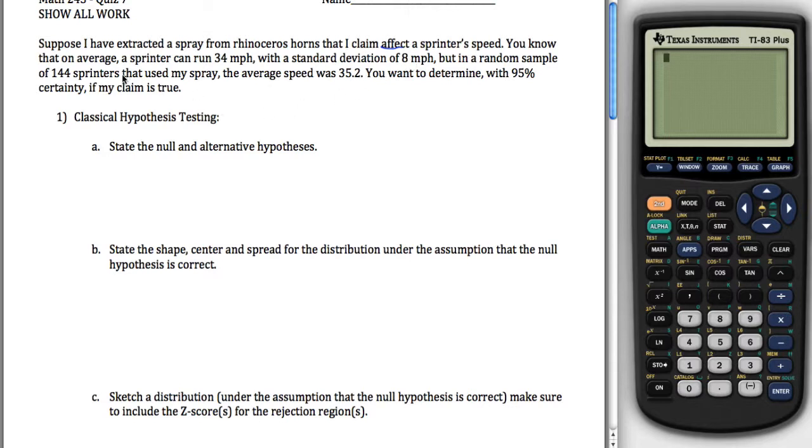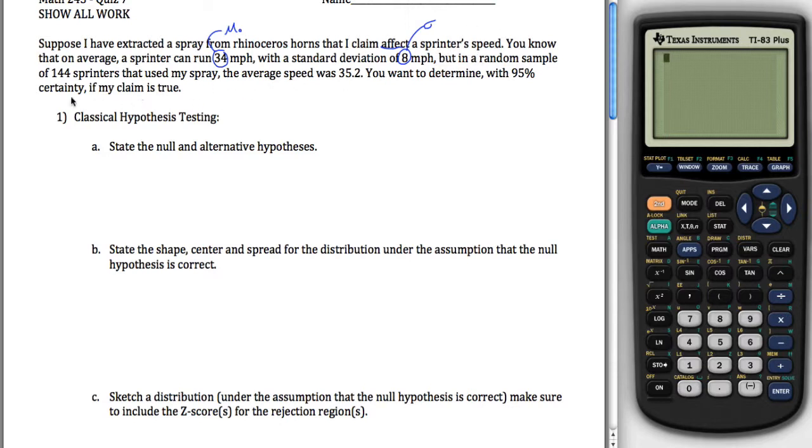speed. You know that on average a sprinter can run 34 miles per hour. So this is all sprinters. We're talking about mu here, but we want to use the symbol mu naught so that we can use mu for something else. With a standard deviation of 8. Again, this is not a standard deviation of our sample. It's for all sprinters, so this would be sigma.